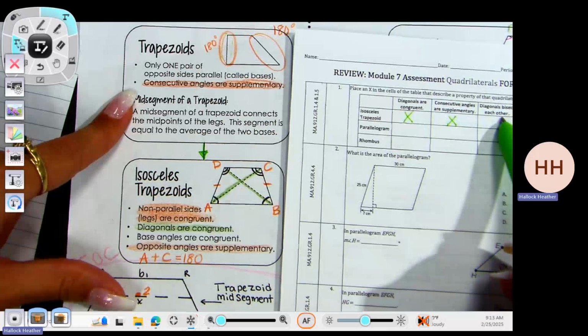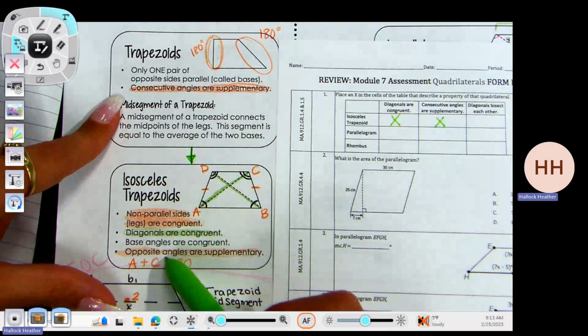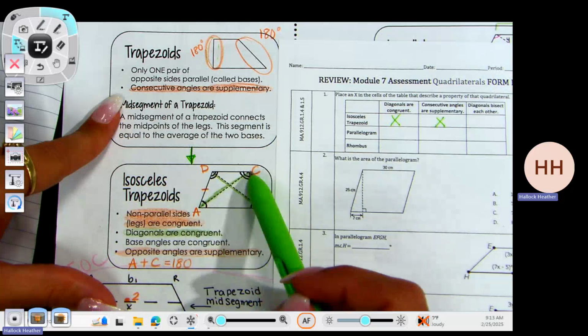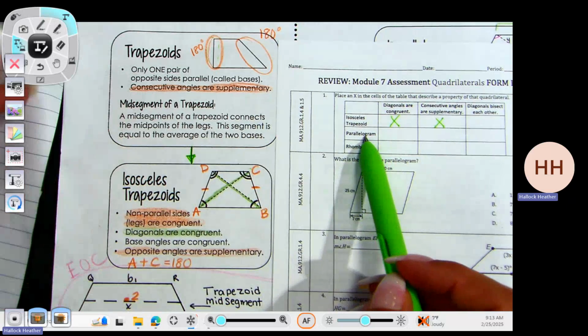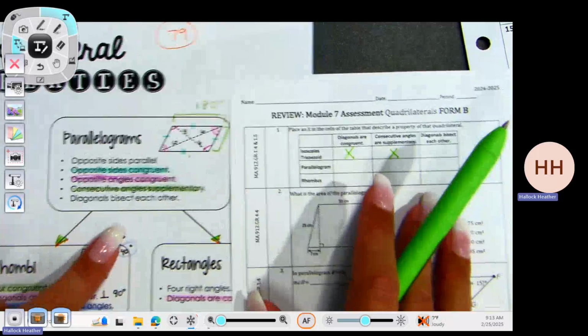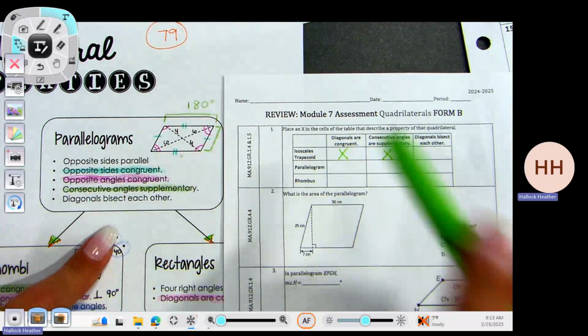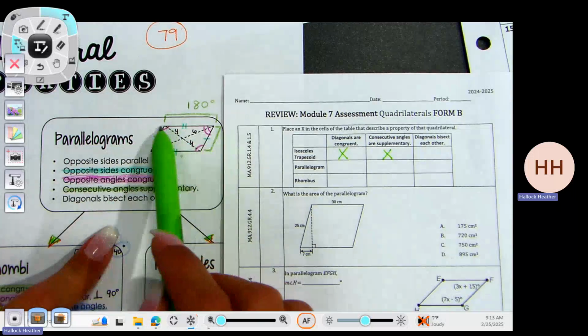Diagonals bisect each other. So whenever you look at your diagonals, these do not bisect. So this piece is shorter than this piece, meaning it's not cutting the diagonal in half. Yes, they're congruent to each other, but they do not bisect. The next shape I'm looking at is just a parallelogram. So if I look at my little diagram paper for my parallelogram, I need to know, are my diagonals congruent? My diagonals are not congruent because one is longer than the other.